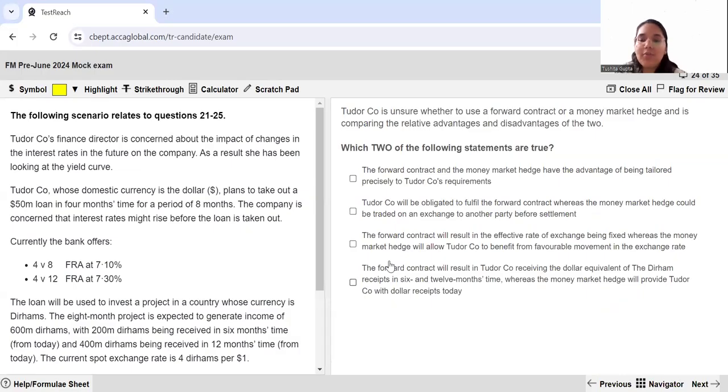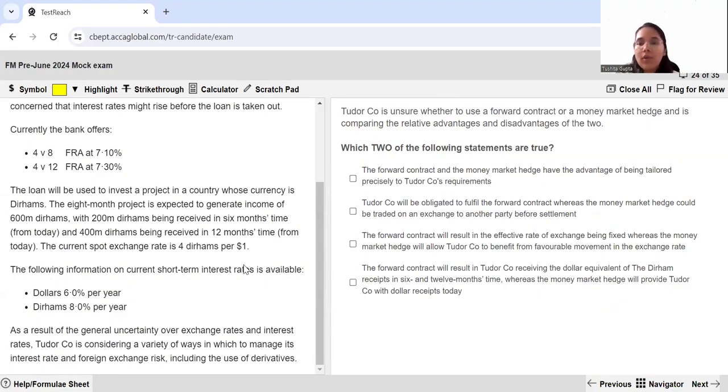Moving ahead, this is question number 24. It wants you to find out which of the statements are true. Tudor company is unsure whether to use a forward contract or a money market hedge and is comparing the relative advantages and disadvantages of the two. So which two of the following statements are true? The first statement says the forward contract and the money market hedge have the advantage of being tailored precisely to Tudor company's requirement. Definitely. Money market hedge is tailor-made, and forward contracts are also OTC. These are custom-made arrangements specifically made for you.